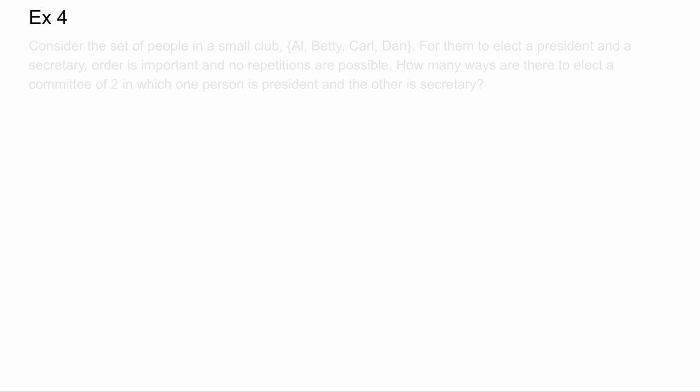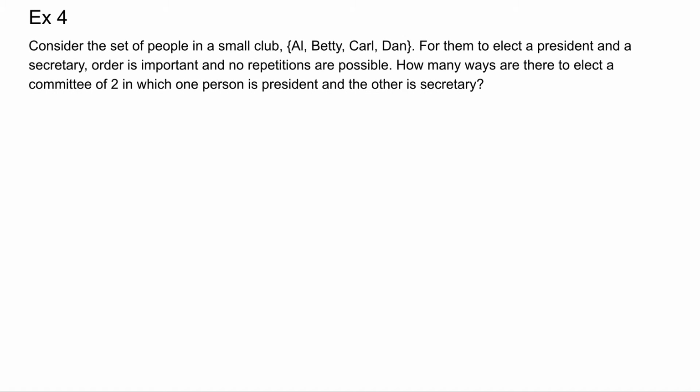So let's look at this example again. Consider the set of people in a small club. Al, Betty, Carl, and Dan are the club members. For them to elect a president and a secretary, consider whether order is important or not. Yes, order is important because president has to be different from secretary, right? So order is important and there are no repetitions.